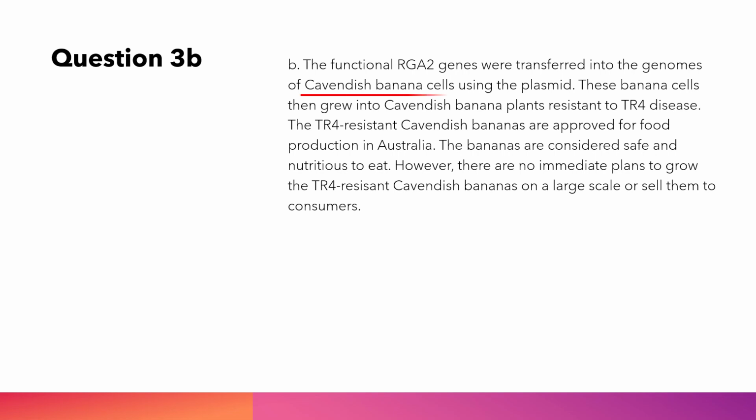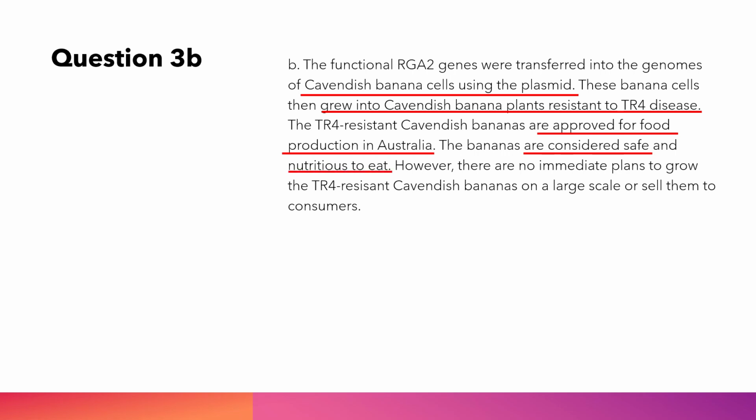The functional RGA2 genes were transferred into the genomes of Cavendish banana cells using the plasmid. These banana cells then grew into Cavendish banana plants resistant to TR4 disease. The TR4-resistant Cavendish bananas are approved for food production in Australia. The bananas are considered safe and nutritious to eat. However, there are no immediate plans to grow the TR4-resistant Cavendish bananas on a large scale or sell them to consumers.